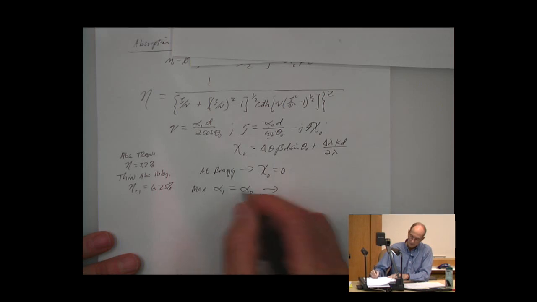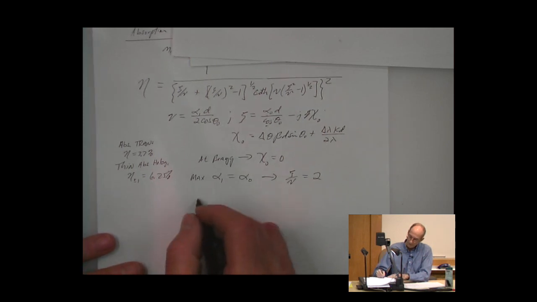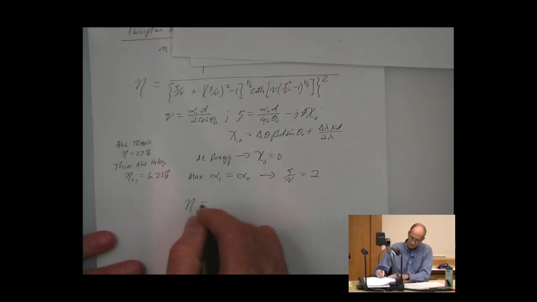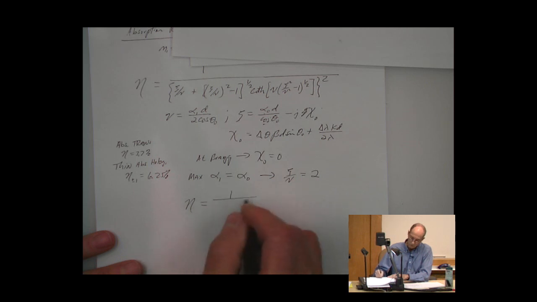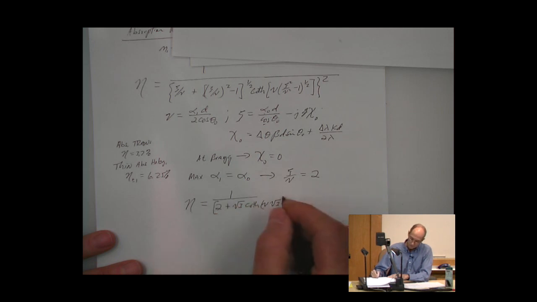So when we have this condition, this is going to tell us that chi over nu, if we do that ratio, is going to be equal to 2. Okay? And so now if we look at this relationship and make this substitution, we find that eta is equal to 1 over 2 plus the square root of 3 hyperbolic cotangent of nu times the square root of 3, and that squared, okay?